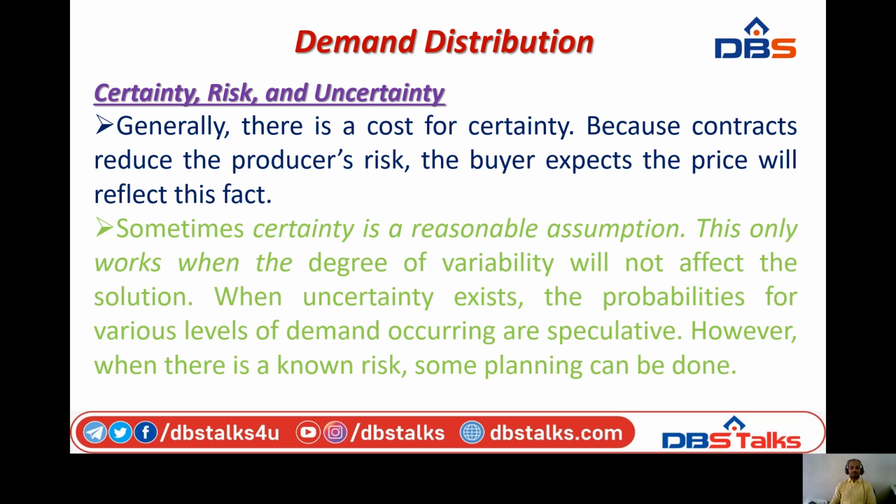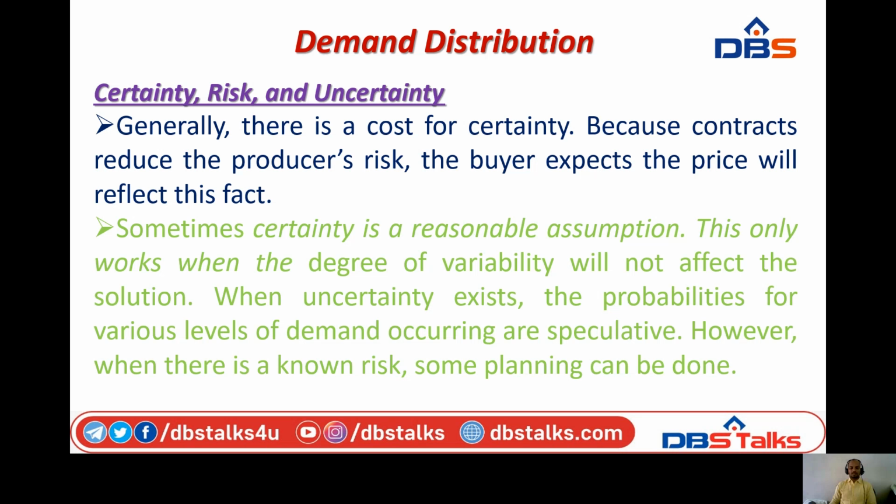Generally, there is a cost for certainty because the contract reduces the producer's risk. The buyer expects the price will reflect this. The supplier that locates across the street from the buyer expects compensation for being at that location. Sometimes certainty is a reasonable assumption. This only works when the degree of variability will not affect the solution. Then certainty is assumed for convenience and it doesn't violate the spirit of the model.